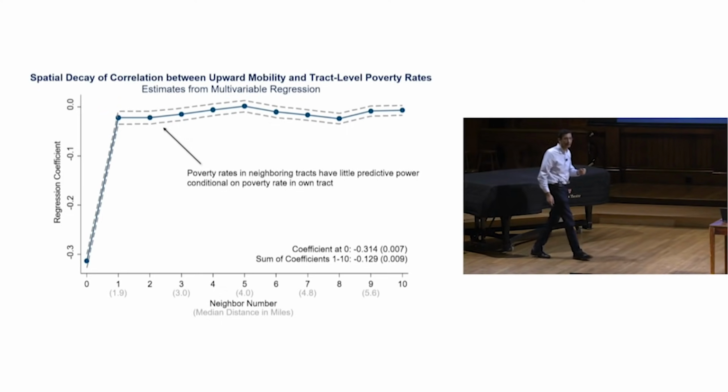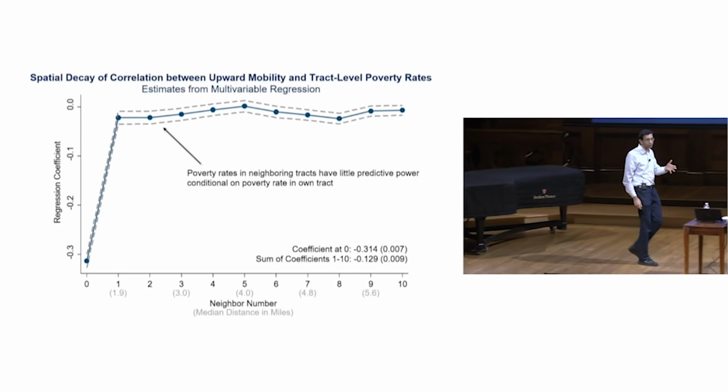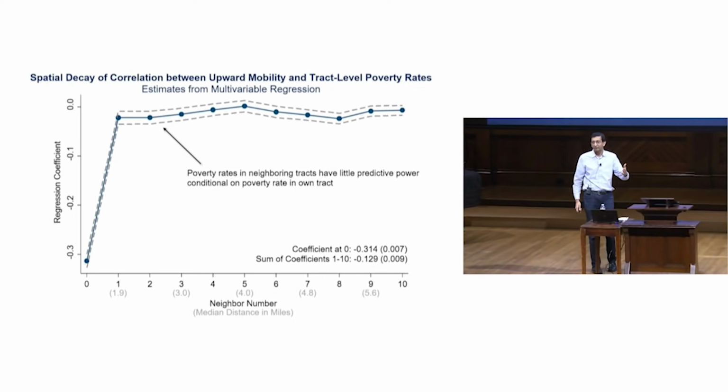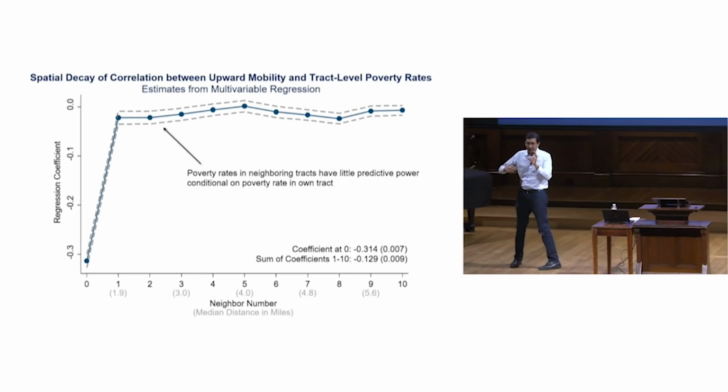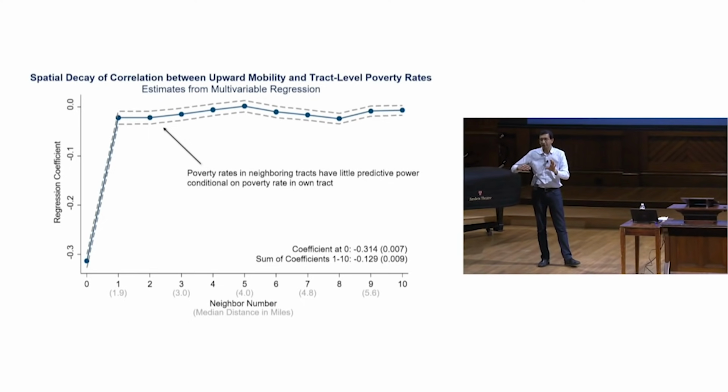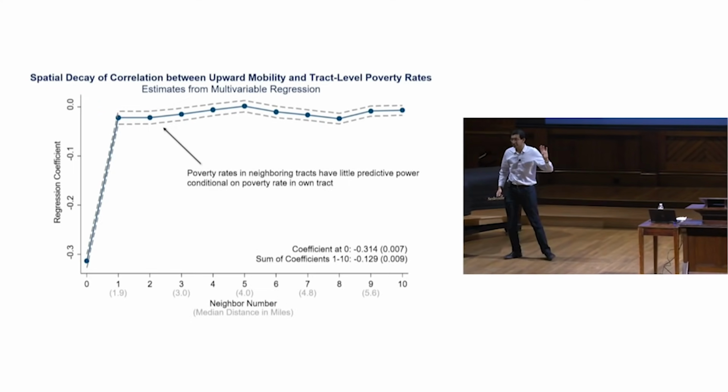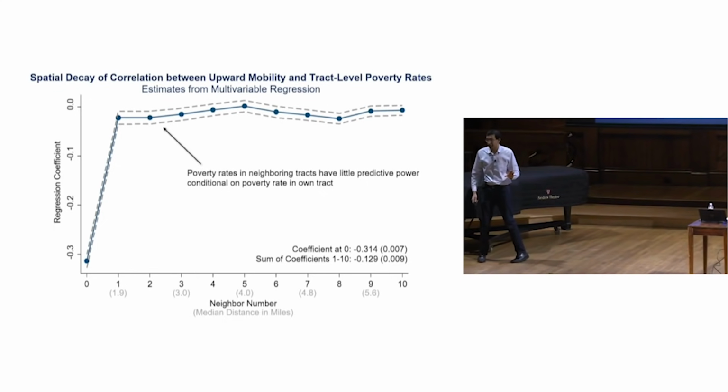So that is to say, if the poverty rate in your own tract is something like, let's say, 25%, 25% of people are below the poverty line, if I fix that, and then I ask what happens if the poverty rate in the census tract that's 1 over, or 2 over, or 3 over, goes up or down by 1%, the answer is it's basically irrelevant. The only thing that matters is the poverty rate in your own census tract.